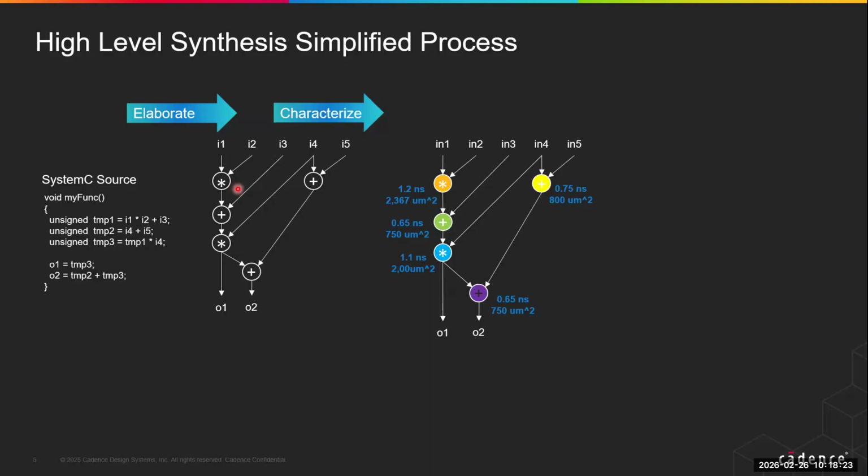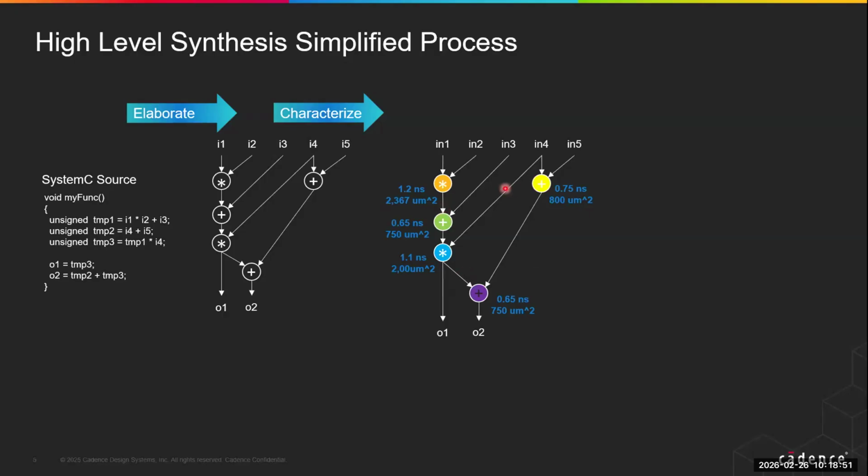So we know what the operating range is. And operating range means delays, what's going to be the area, and also what's going to be the power consumption in some cases, if you're interested in that. So we get something like this. Now we have an updated control data flow graph, and we know this multiplier has a 1.2 nanosecond delay. The adder has a 0.65 nanosecond delay, and so forth, right? And you can see where the area is, over 2K square microns.